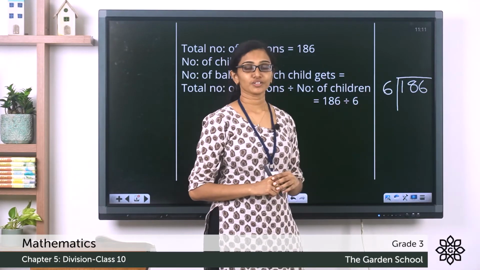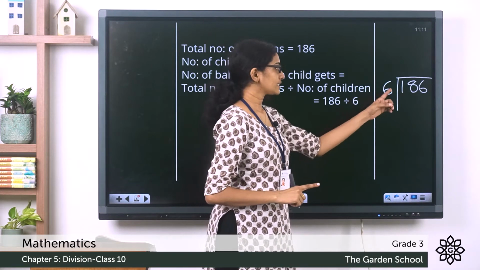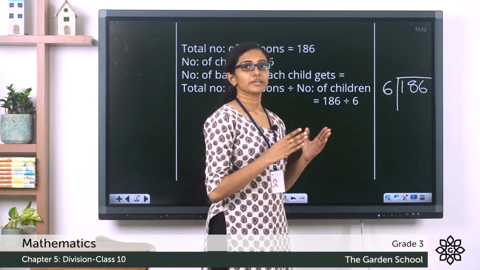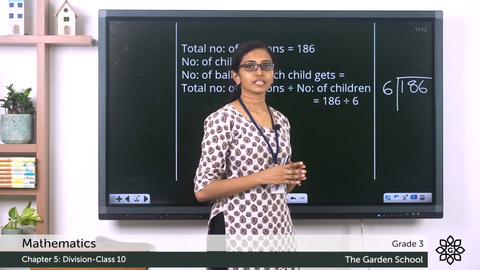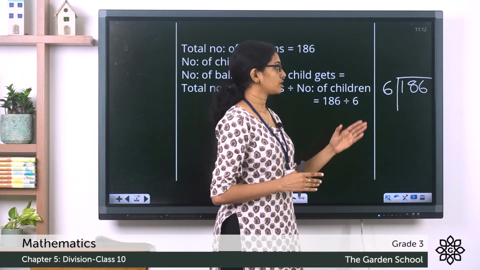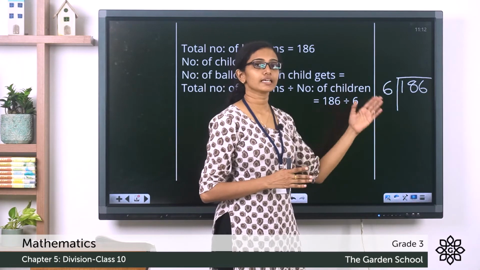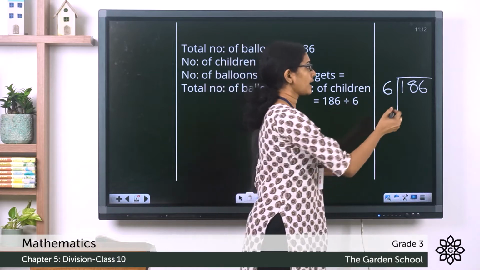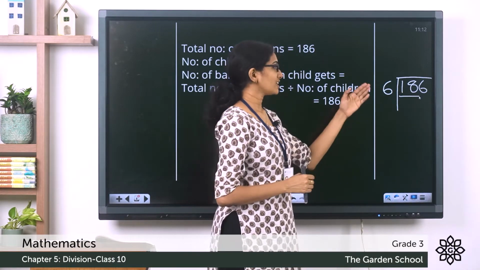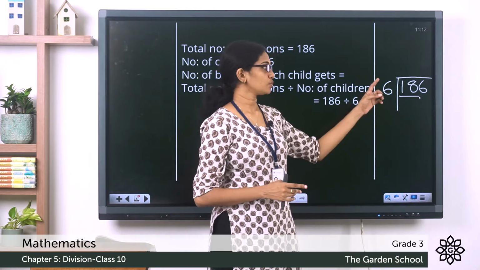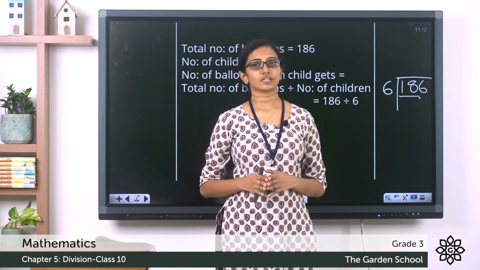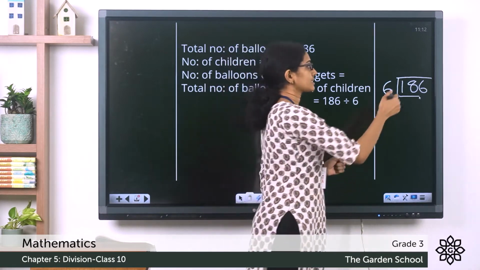Now, since we are going to divide with a one-digit number, let's see the first digit of the dividend, and that is 1. But can we do 1 divided by 6? No, right? So, let's consider the next digit of the dividend as well, which is the digit 8, the digit in the tens place. So, now we have to divide this 18 by 6. Let's recite the table of the divisor, which is 6. 6 ones are 6, 6 twos are 12, 6 threes are 18. So, let's take 6 threes.